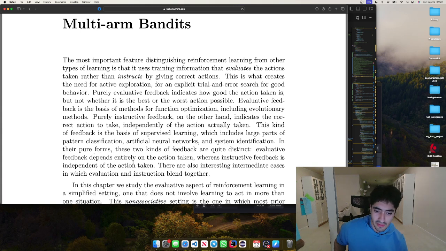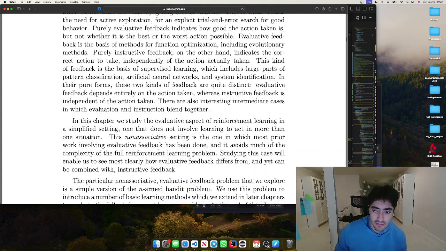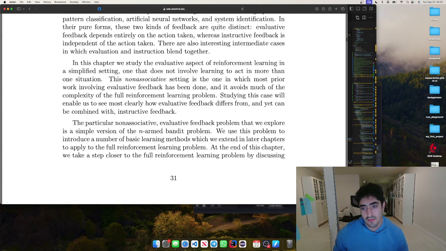Evaluative feedback depends entirely on the action taken, whereas instructive feedback is independent of it. So in this case, we can see most clearly how evaluative feedback differs from, and can be combined with, instructive feedback.